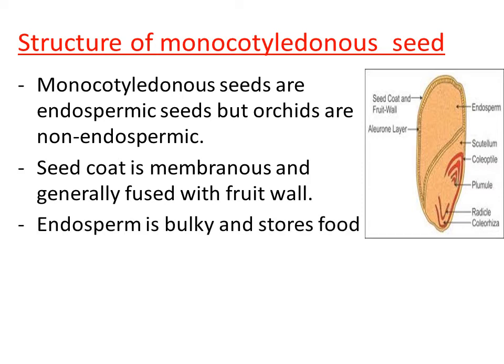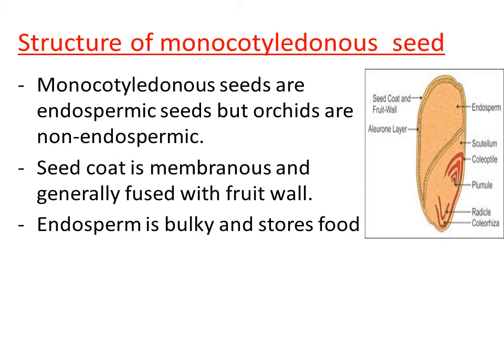If you come to the inner structure of the seed, a prominent structure we can notice is the endosperm. Endosperm is bulky and stores food. Lots of food material is stored in the endosperm, so that its main function is to nourish the developing embryo, right? The endosperm is present, it is bulky and it stores food material.